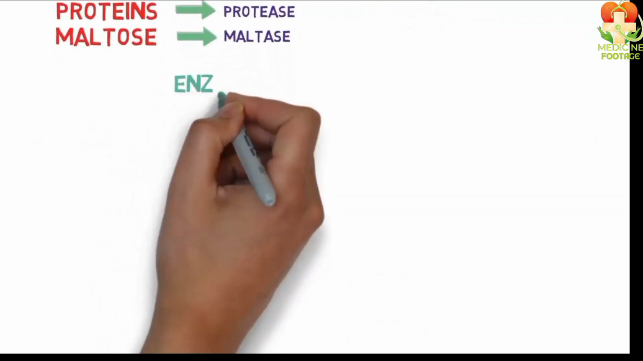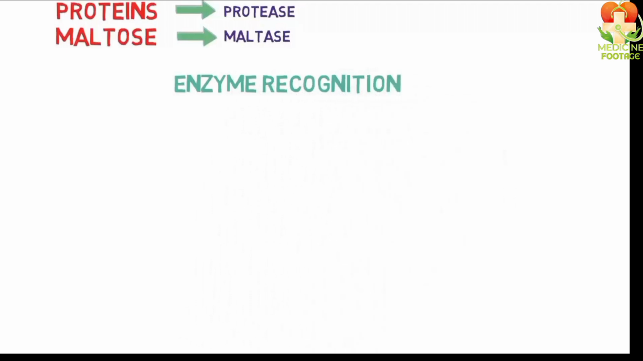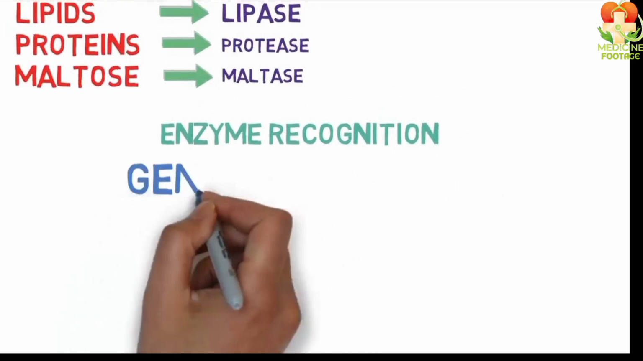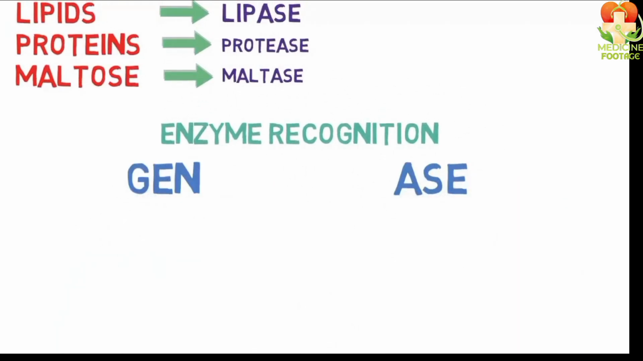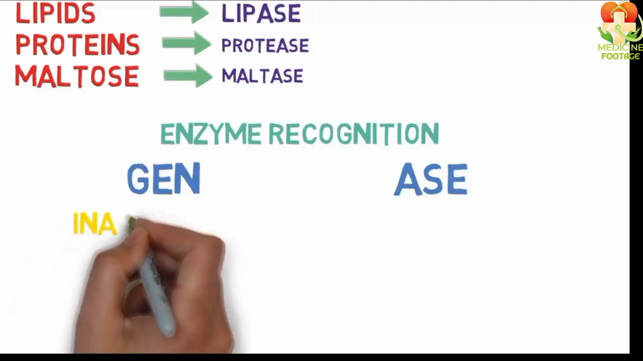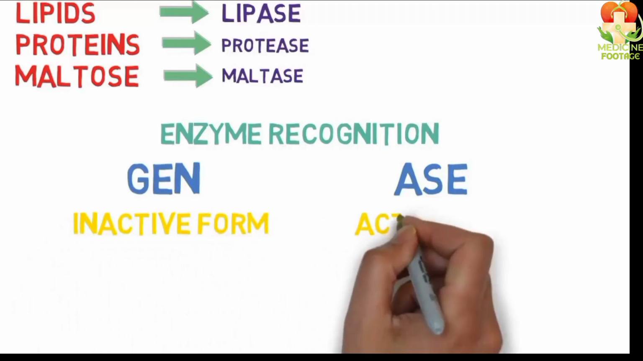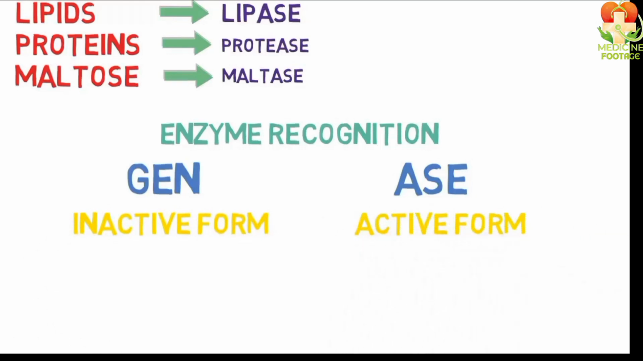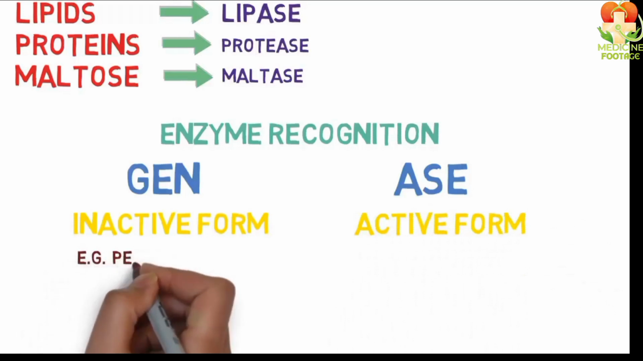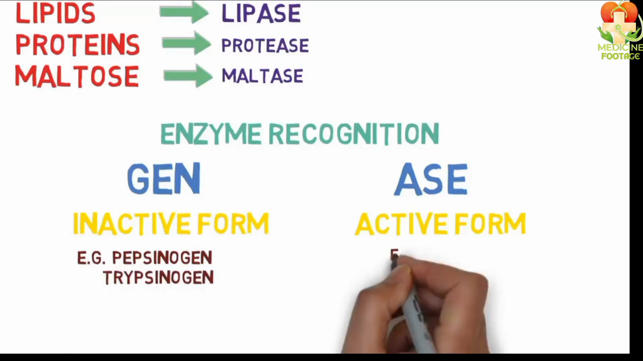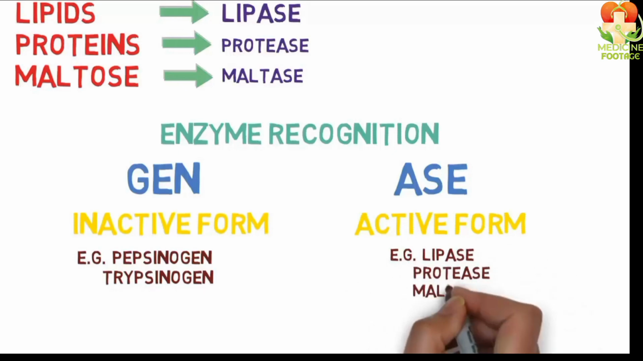Number 5. Naming of enzymes. Another important point to remember is how enzymes are named. Enzymes usually end in ase or gen. If the name ends in gen, it indicates the enzyme is in an inactive form. If the name ends in ase, it means the enzyme is active. For example, trypsinogen is an inactive enzyme. For example, lipase and maltase.